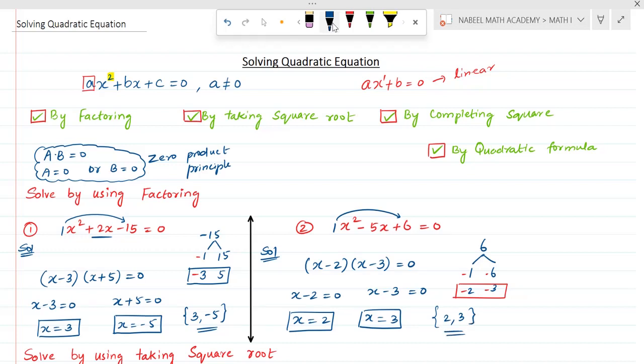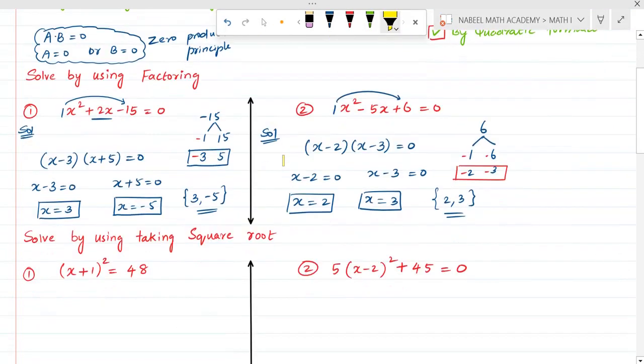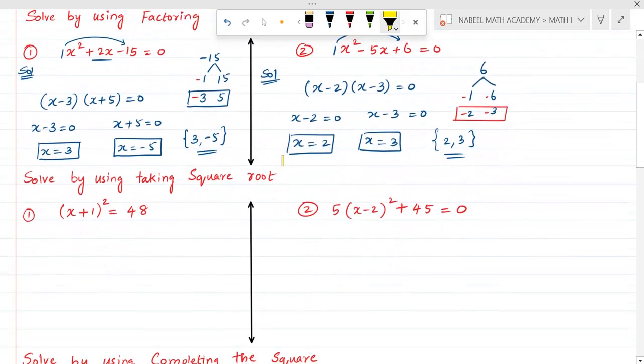So this is the technique we use to solve by factoring. This one is done. So this part is over. Now we will take the next technique: how to solve by taking the square root. If the question mentions using a special method, you have to solve by using that method. If it is just asking to solve, it is your choice how to solve.